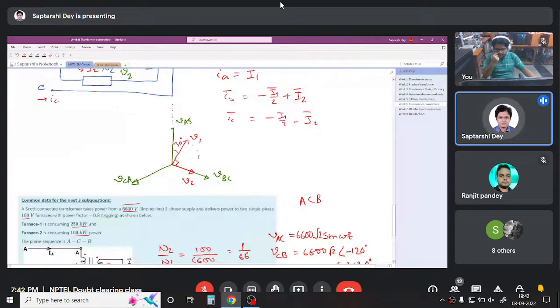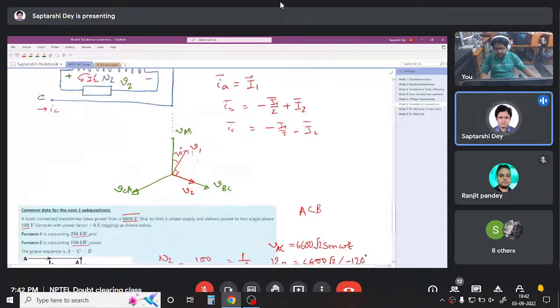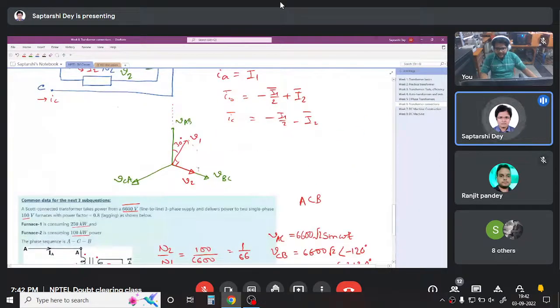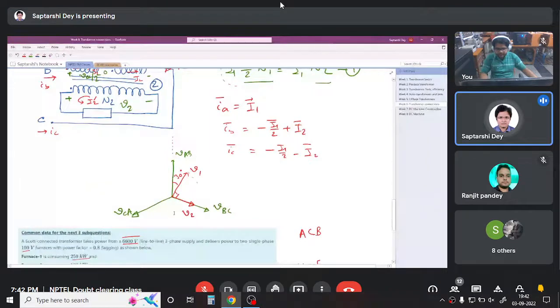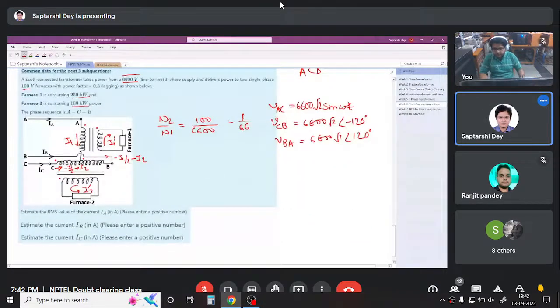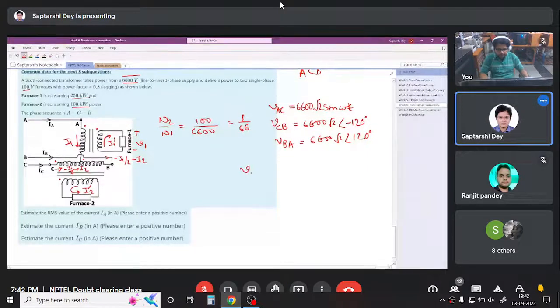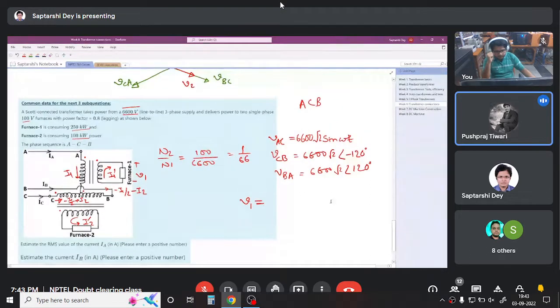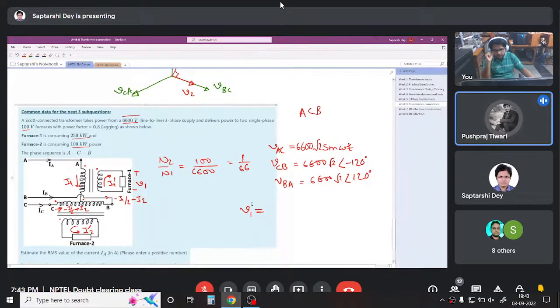We saw that V1, that is the secondary of transformer 1, lags the primary voltage by 30 degrees. If it is so, we will write V1 here. What will be V1? Can you tell me? Sir, I want to say something. VCB is angle of 0 or minus 120 degrees? Minus 120. As per derivation, VCB angle is equal to 0.